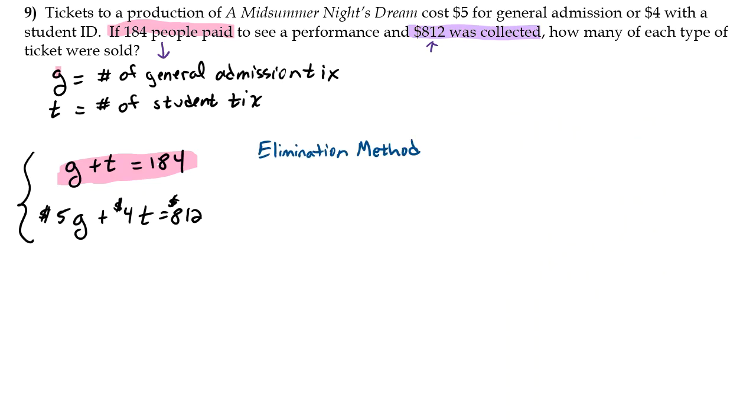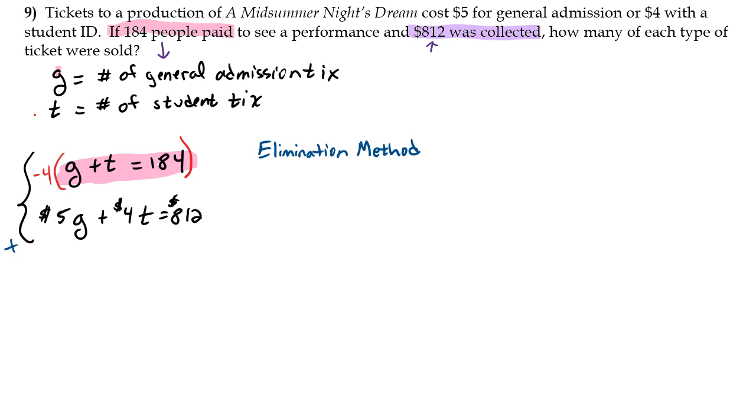For our elimination method, we want to add these two equations together and get one of the variables to drop out. If we add them together right now, g plus 5g is 6g, and t plus 4t is 5t. None of our variables dropped out. So let's say I want to get the t's to drop out. If I want the t variable to drop out, then I need this t to be negative 4t, so when I add it to the bottom equation, it makes 0. I could also multiply the top equation by negative 5 if I wanted the g's to drop out.